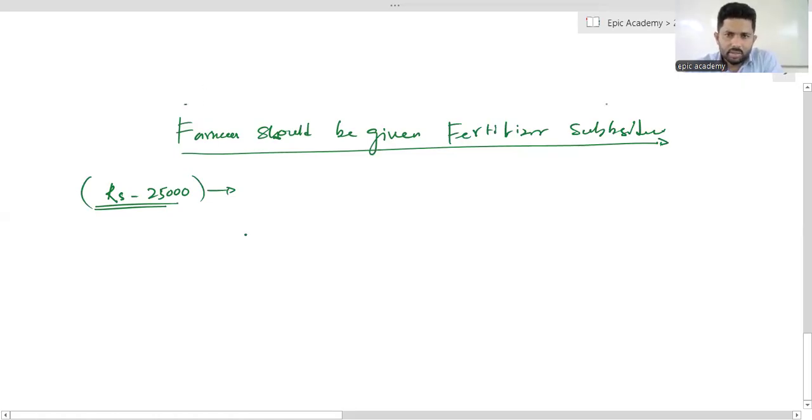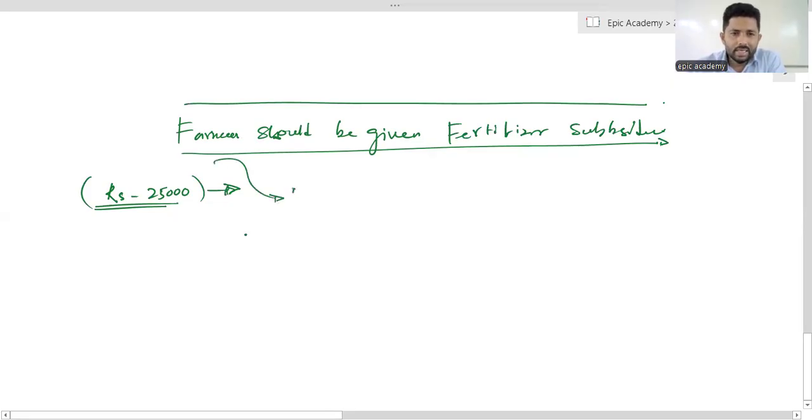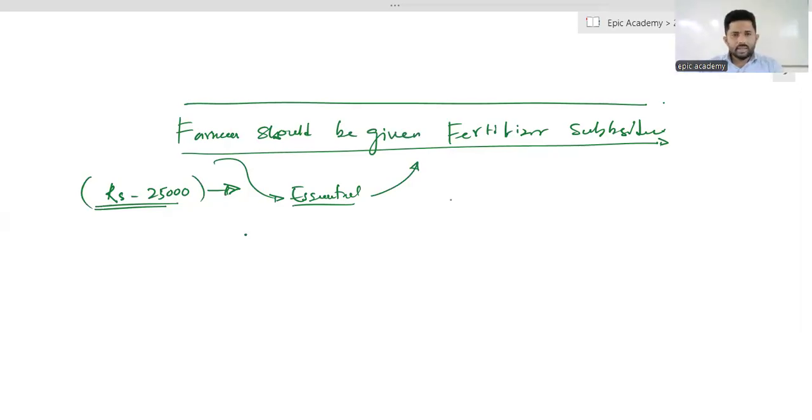So this statement says that farmers should be given a fertilizer subsidy. Is that meant for each and every farmer? No. The farmers who produce essential things, essential production. It is not suitable for each and every farmer conducting agriculture activities in the country. "Farmers should be given fertilizer" is the opinion of one person.